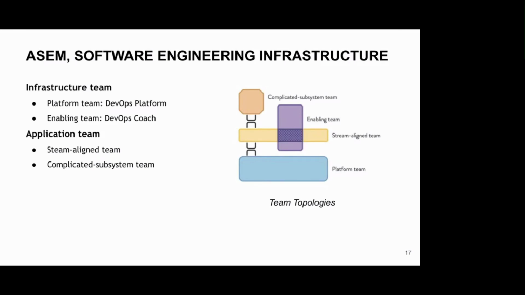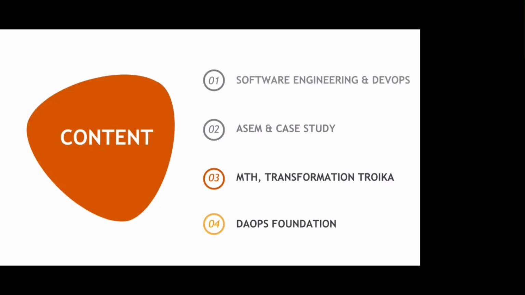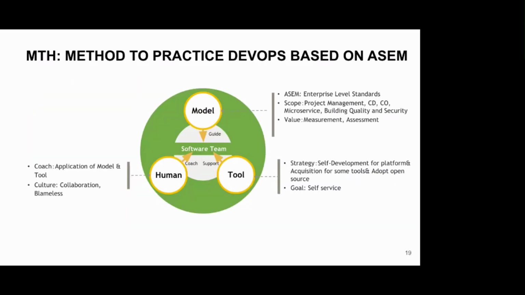Yeah. So let's meet the third part. The third part we call MTH, a method to practice DevOps based on the ASEM model, tool, and human. We really suggest that when companies want to practice DevOps, they use ASEM. It's an enterprise-level standard to guide how to practice DevOps. And we think the tools are also a very important part. We really recommend open source.